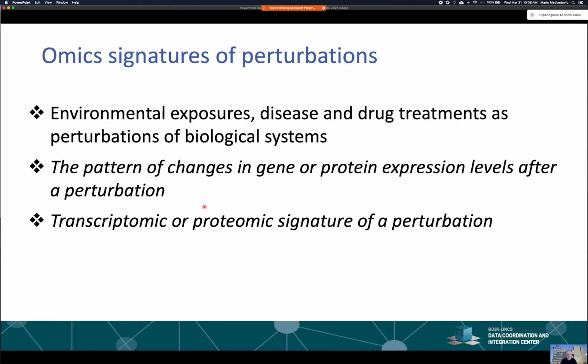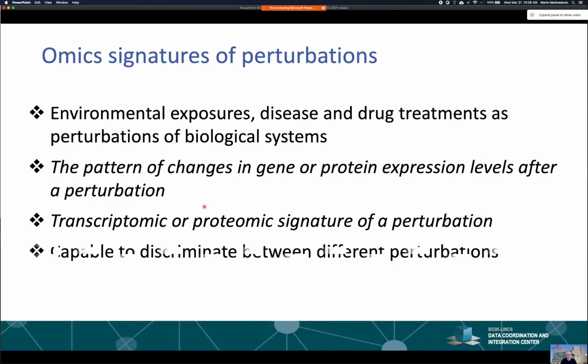So at the end of the day, our transcriptomic or proteomic signature of a perturbation will be a set of all genes or proteins whose expression was modified by a perturbation, and perhaps some kind of quantitative measure of the intensity of such a change. And again, when we build this signature, we will try to build it in such a way that makes it capable of discriminating between different perturbations.